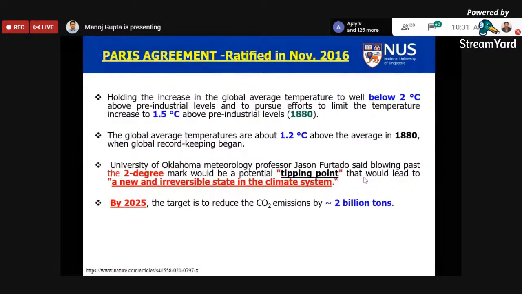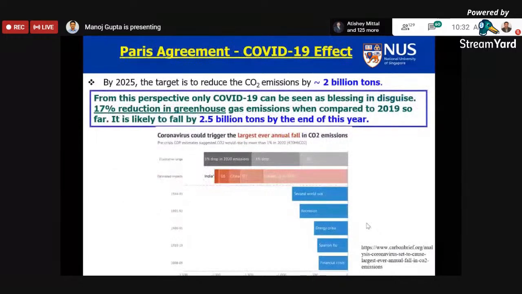One of the ways to control this global warming or the increase in temperature is to reduce the CO2 emissions by about 2 billion tons. Now, we have seen COVID now. The COVID came in last November.